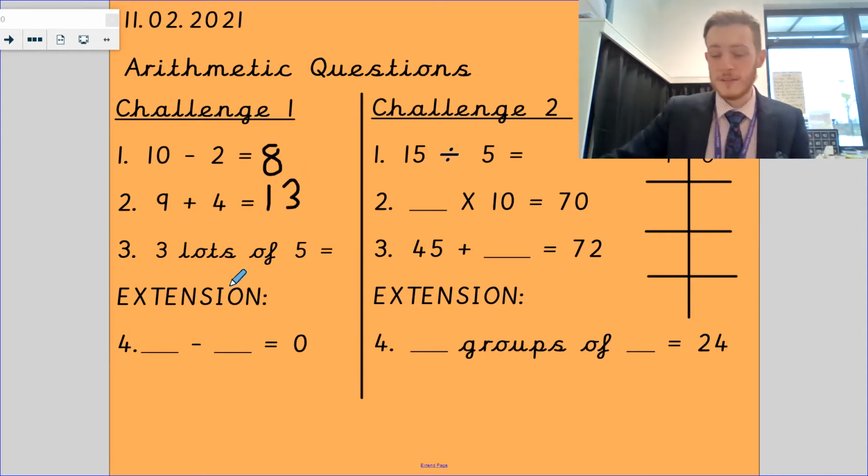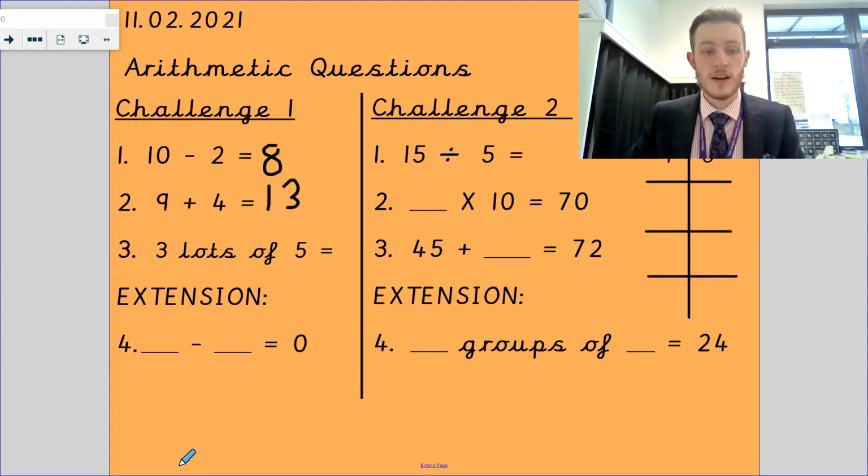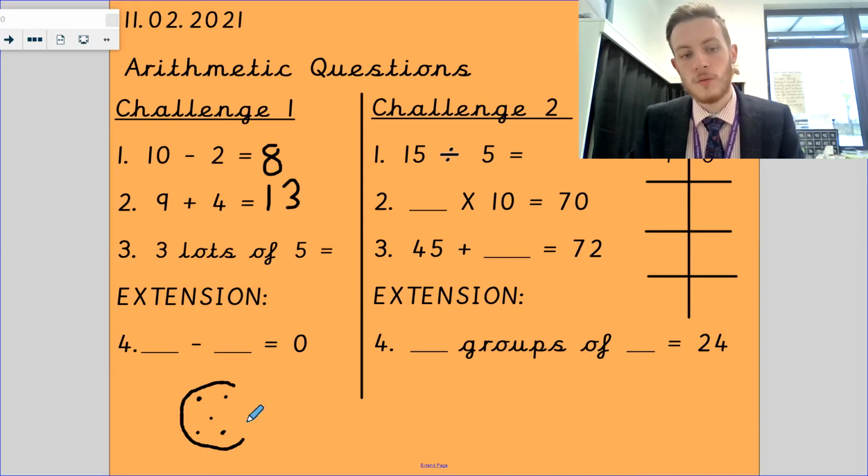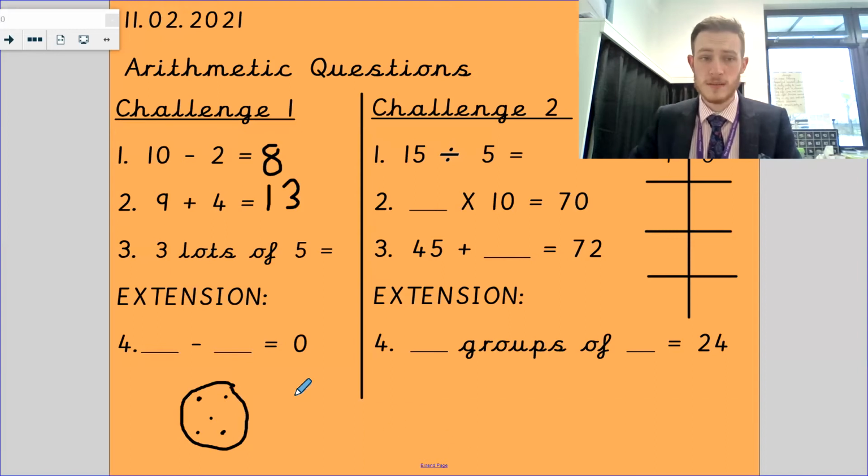3 lots of 5. So it's saying I have 1, 2, 3, 4, 5. That is one lot of 5, one group of 5. So I'm grouping in 5s here. It says I need 3 groups of 5. So there's one group. Grouping in 5.